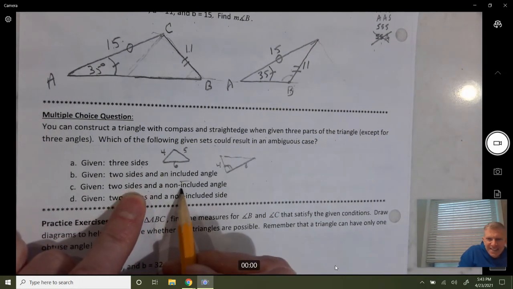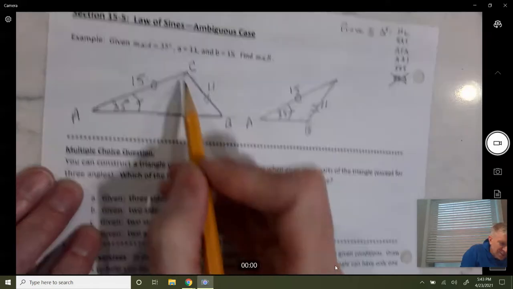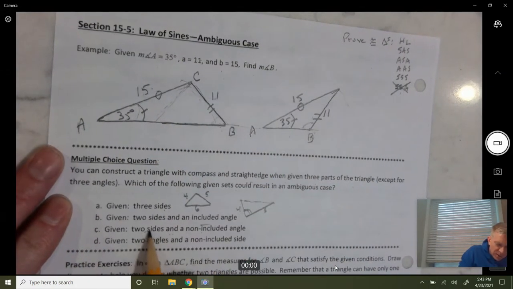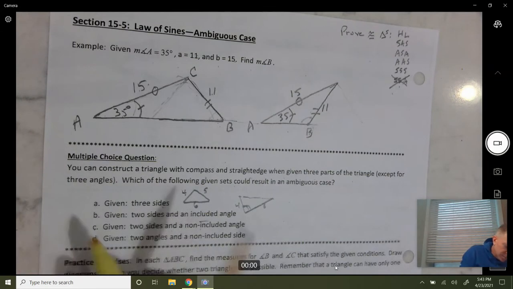Now, 2 sides and a non-included angle. Okay, that's what we had up here. 2 sides and a non-included angle. This one stands out. This one's ambiguous.